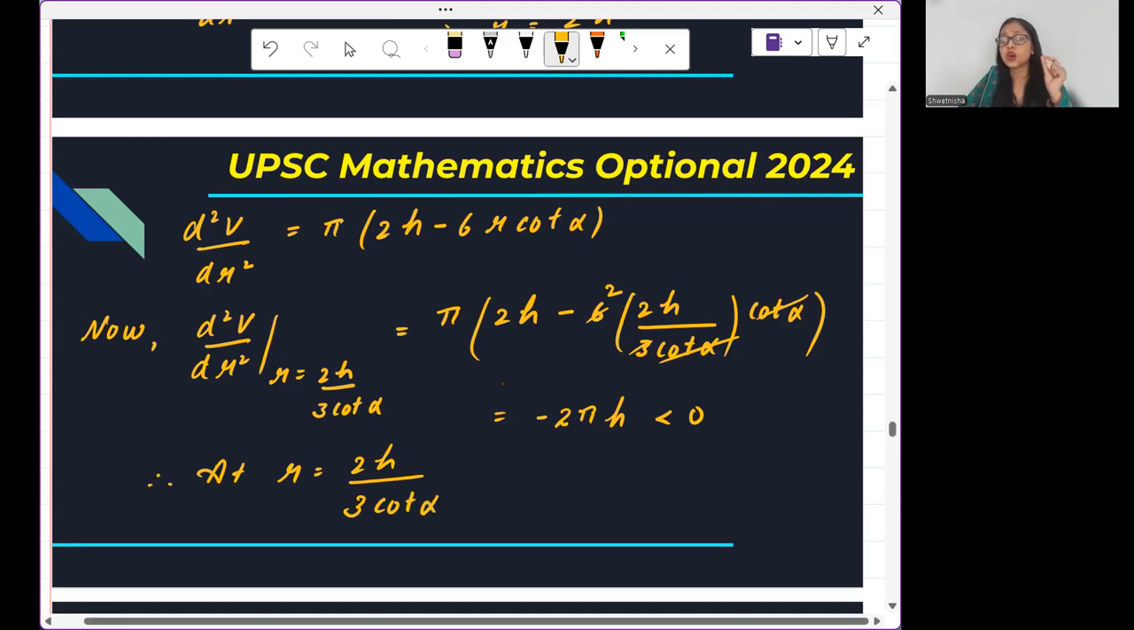this is just a question from application of derivatives, and the first exercise, in fact, has these kinds of questions from class 12th NCERT. At r equal to this, V is maximum.